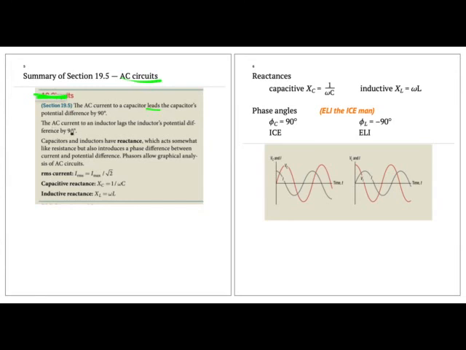The AC current to an inductor lags the inductor's potential difference by 90 degrees. So here a picture of V sub L and I. So this is the voltage difference across an inductor and the current going through the inductor. Well, you see, it's the opposite of the capacitor. Where the voltage is a maximum, the current hasn't reached its maximum yet. The current becomes a maximum at a later time. So the maximum of the current sort of lags behind the maximum of the voltage.